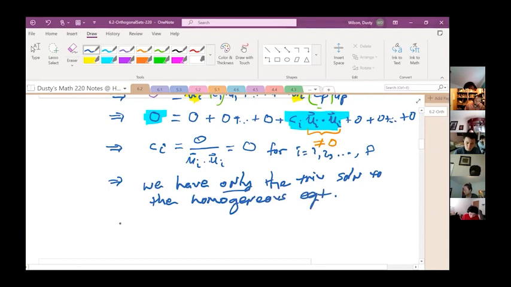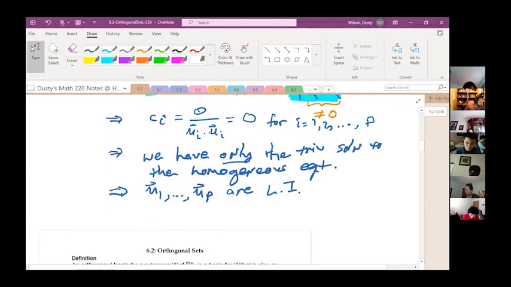And so if you have only the trivial solution to the homogeneous equation, what does that tell you about U1 to UP? They are linearly independent. Woohoo! So they're linearly independent. Clearly they span.